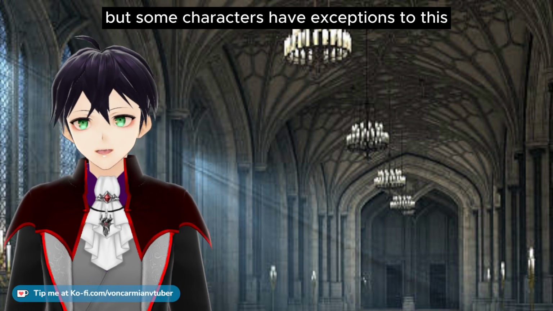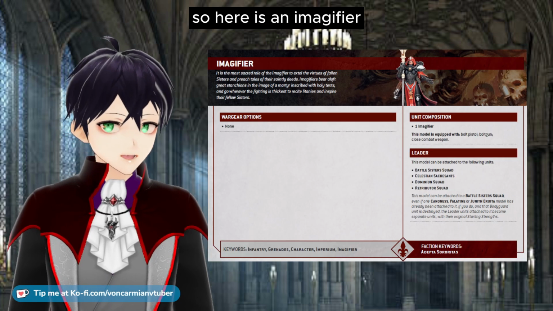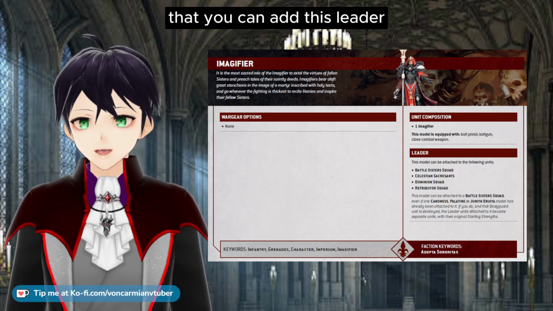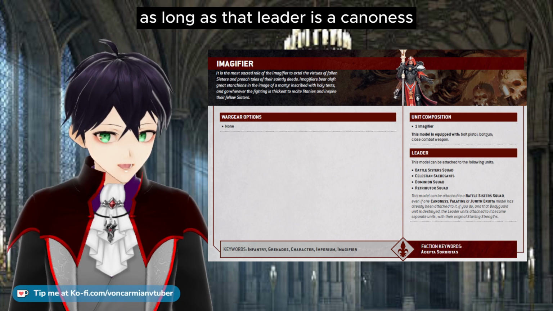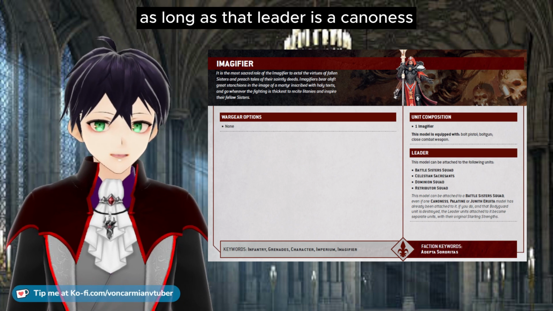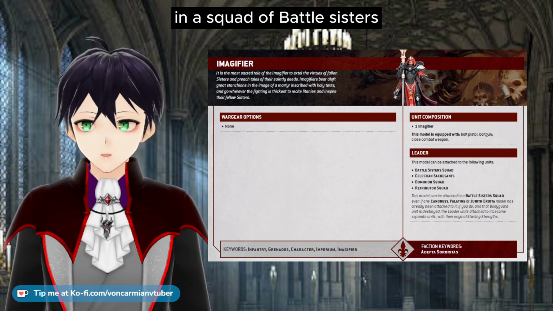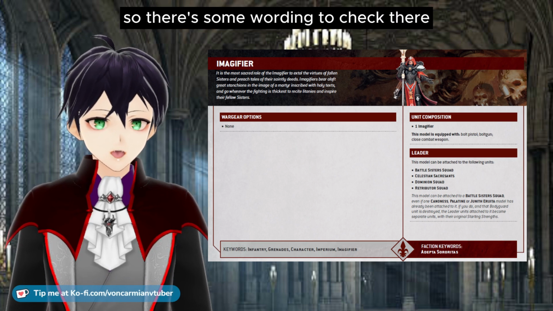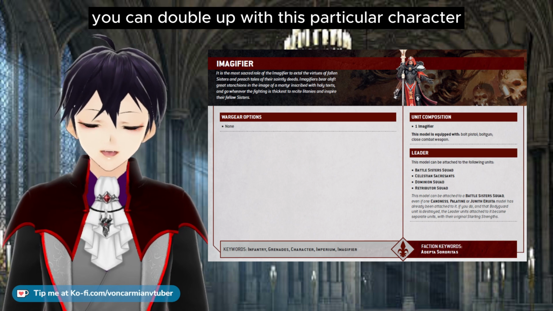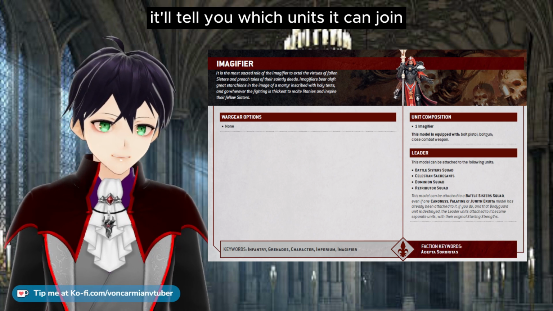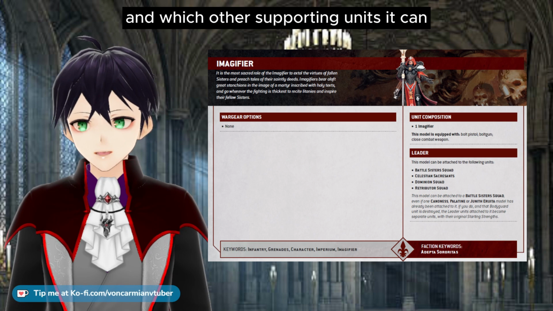But some characters have exceptions to this, so here is an imagifier that specifies that you can add this leader to a unit that already has another leader, as long as that leader is a canoness or a palatine in a squad of battle sisters. So there's some wording to check there. It isn't just, oh yeah, you can double up with this particular character. It'll tell you which units it can join and which other supporting units it can go with as well.